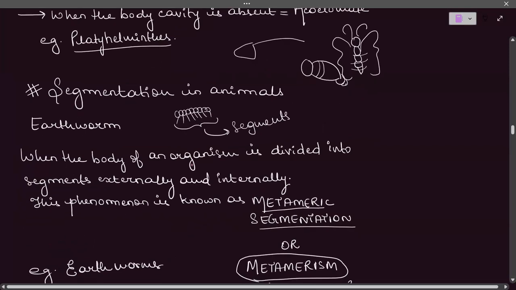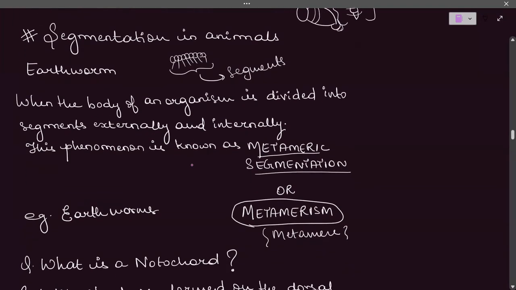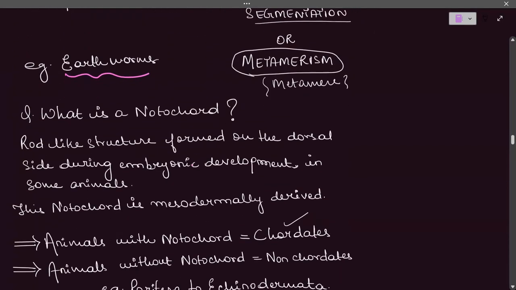Moving forward, talking about segmentation. Segmentation is when certain lines are present in the body that divide the body into segments, externally and internally. This phenomenon of possessing segmentation in the body is known as metameric segmentation or metamerism. One unit of this metamerism is the metamere. This is mostly found in the earthworms. You will also find this in the caterpillar, butterfly, even on the body of bees.